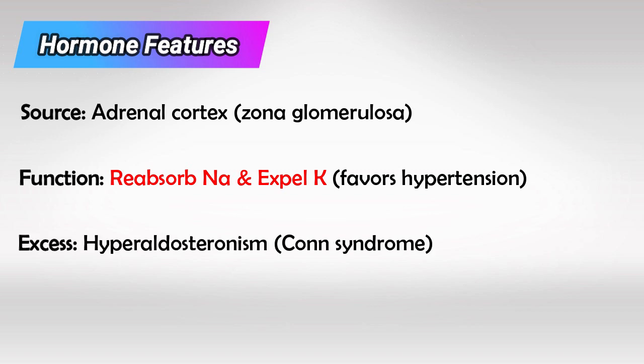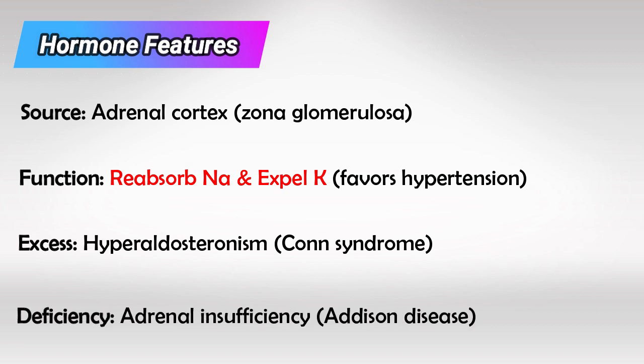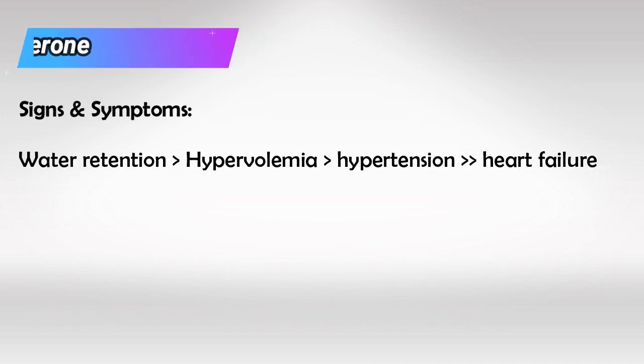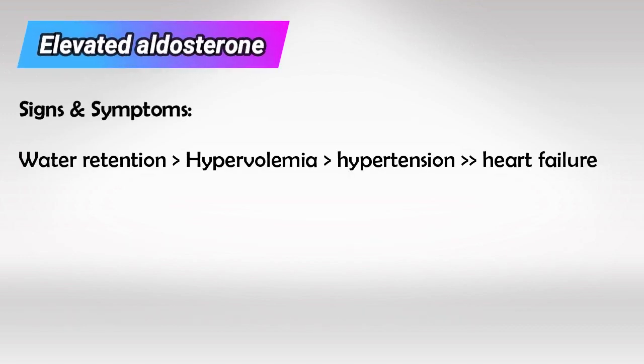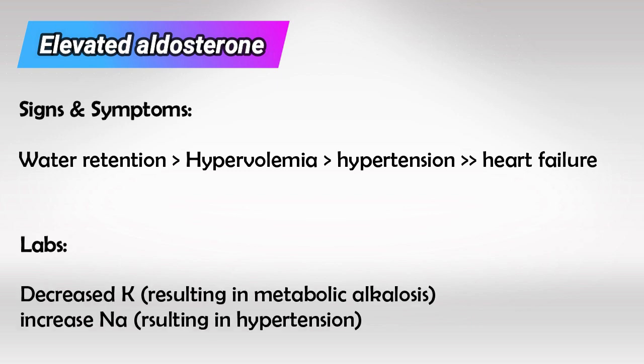We see excessive aldosterone in Conn syndrome and deficient aldosterone in Addison disease. These are the main two diseases related to aldosterone. With elevated aldosterone levels, we're going to have water retention, which will cause hypervolemia, and that results in hypertension and eventually heart failure. Look for increased sodium levels and decreased potassium levels.